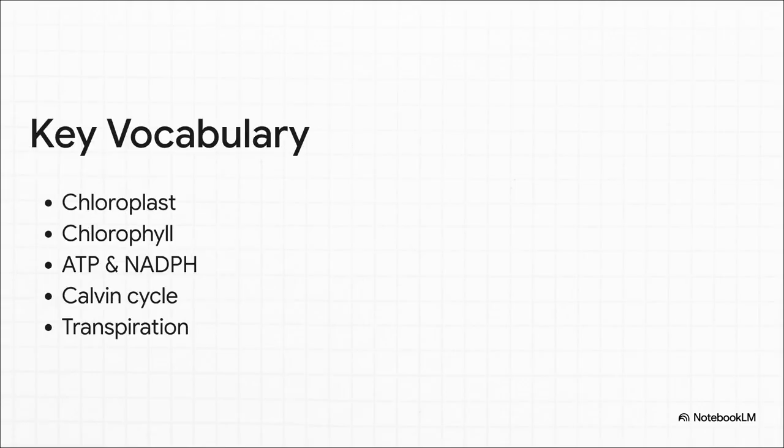Now, for your exam, make absolutely sure you have these key vocabulary terms down cold. You must be comfortable defining photosynthesis, chloroplast, chlorophyll, thylakoid, stroma, ATP, NADPH, the Calvin cycle, the C3, C4, and CAM pathways, transpiration, and photorespiration. Fluency with these terms is non-negotiable for describing how everything we've covered actually works.